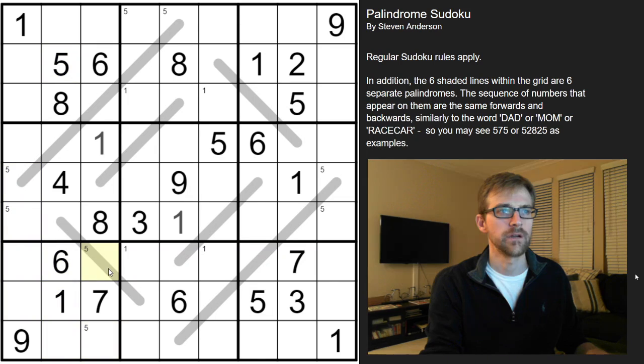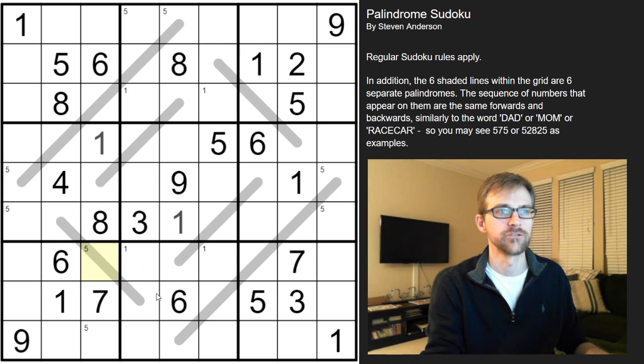Now the center cell in a palindrome is not as helpful as the ones further out because it can be a single digit by itself. And I think that's it for 5.